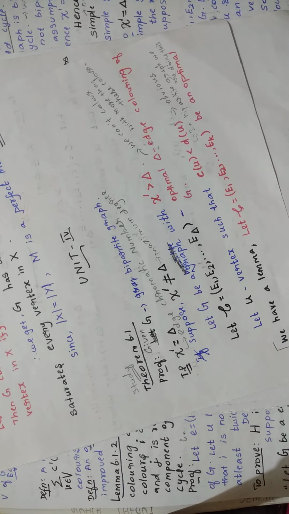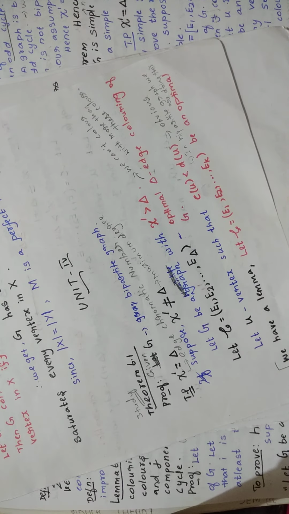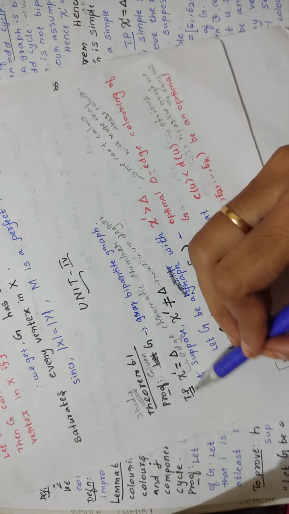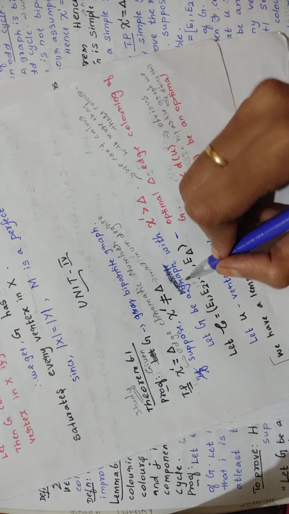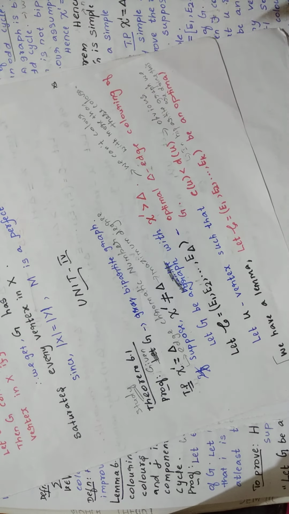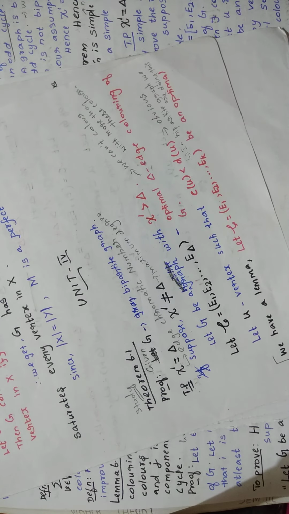Is that clear? Now we have to prove this, right? So in the next line you will write to prove this. And after that you say suppose chi dash is not equal to delta. If they are not equal, you are taking chi dash greater than delta. You are taking a graph, and the graph is a bipartite graph. Note that point. You are taking a graph and the graph is having chi dash greater than delta. That is how you are taking.